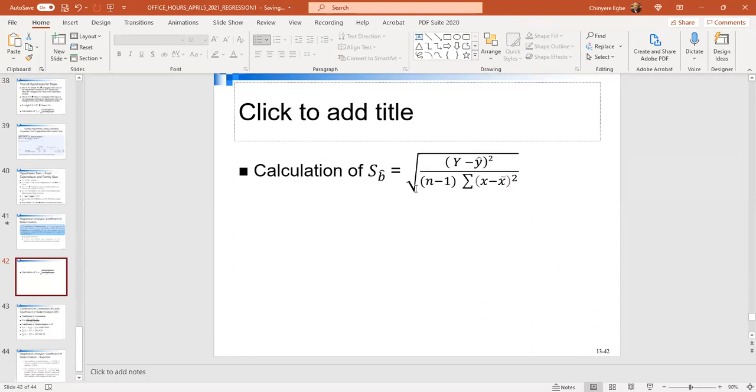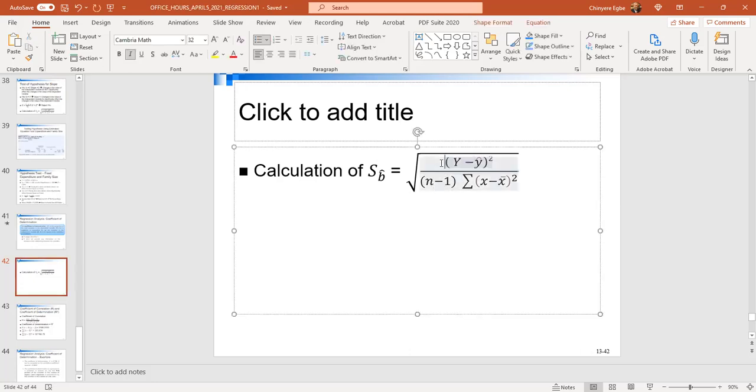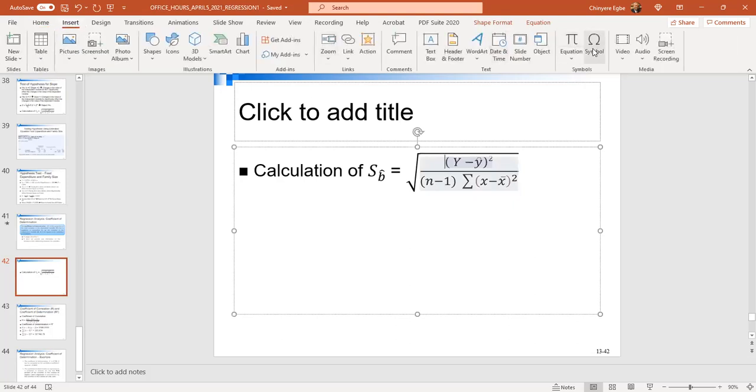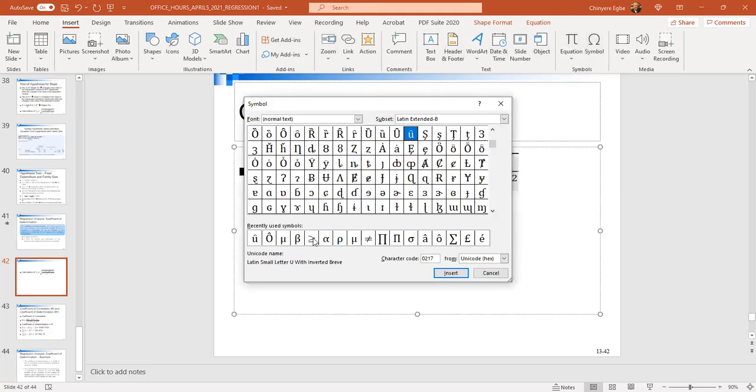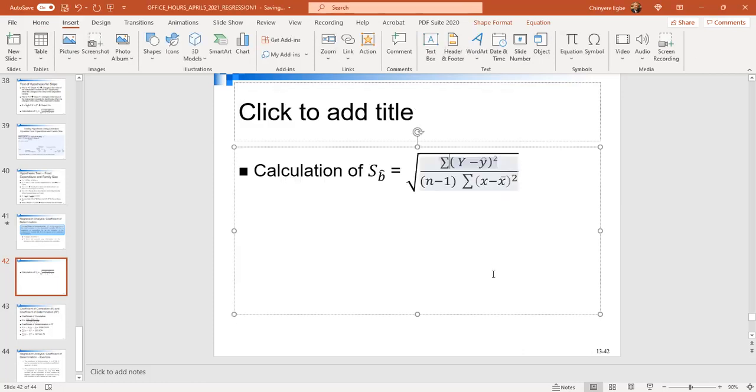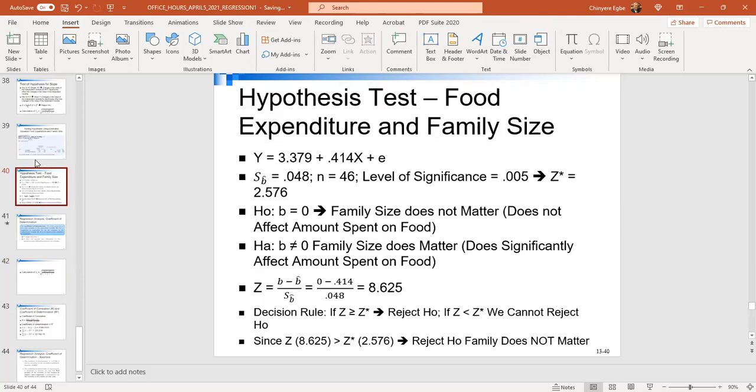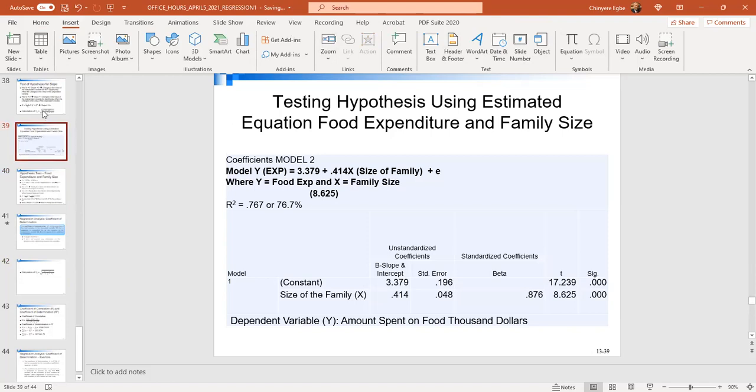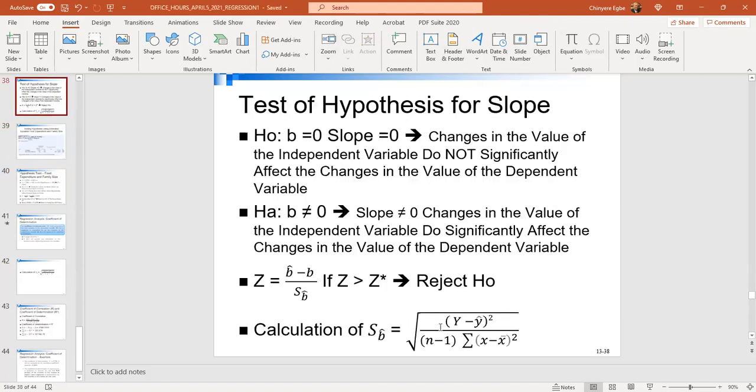Okay, it's going to be the square root of y minus y hat squared over n minus 1 times the summation. And this is a summation there. So let's correct that notation. All right. So we have corrected that. And I'm going to correct it also in another place.